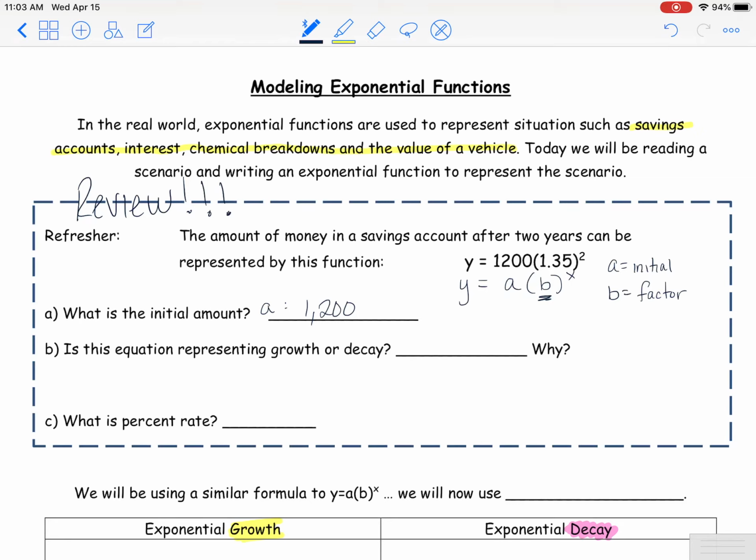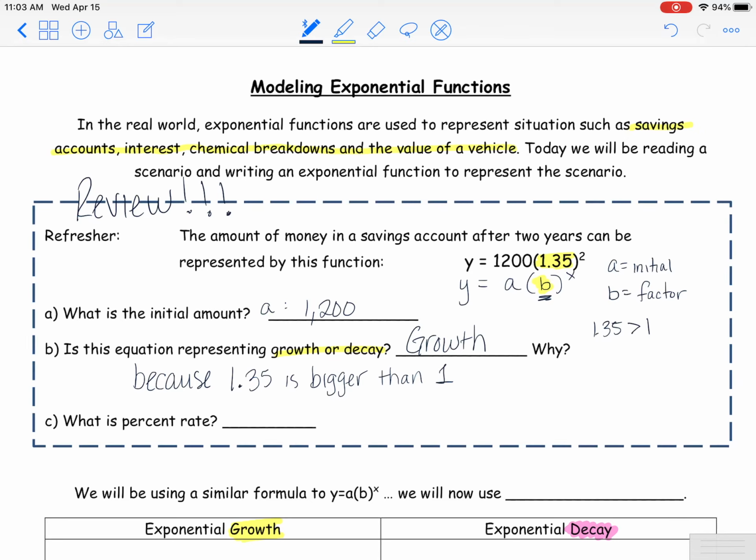Is this equation representing a growth or decay function, and why? So to represent growth or decay, that means I look at the number inside, my b value. Well, 1.35 happens to be bigger than 1, so I know that this is growth because 1.35 is bigger than 1. What is the percent rate?